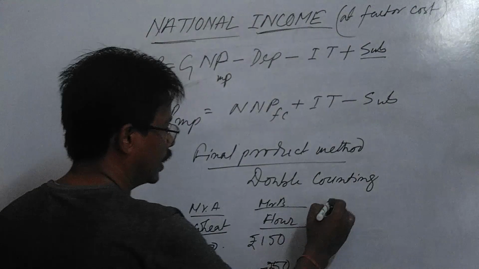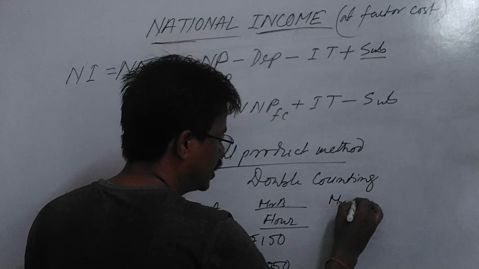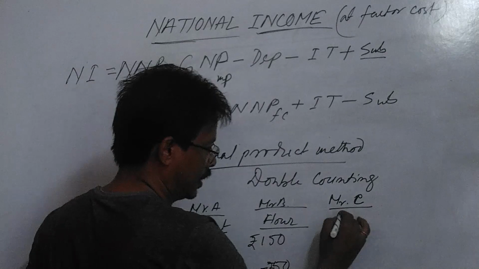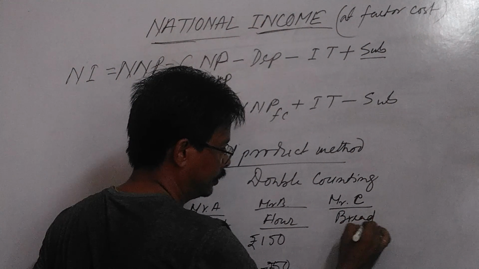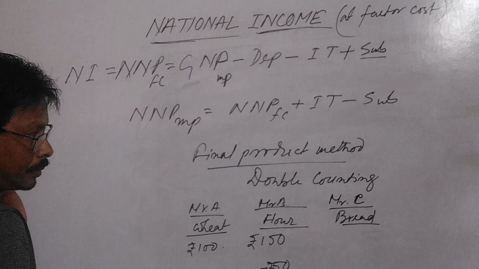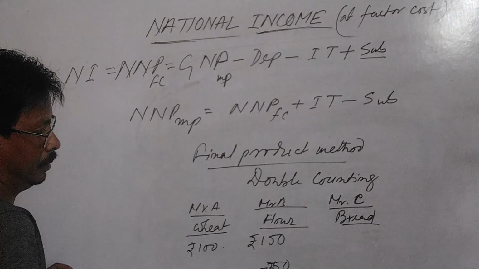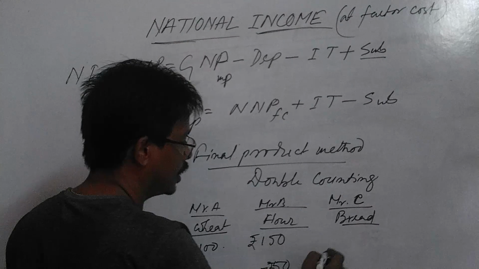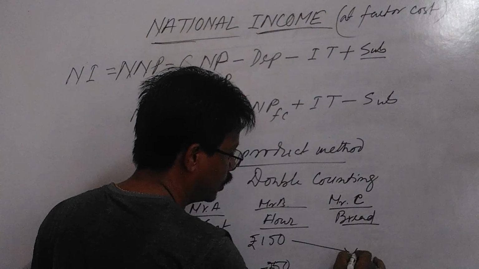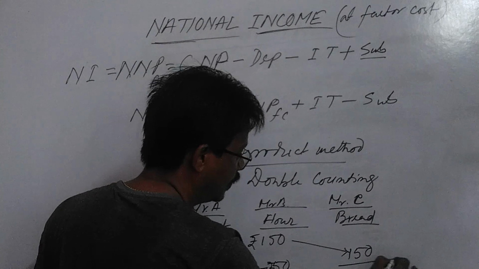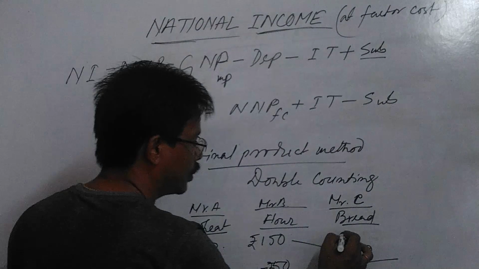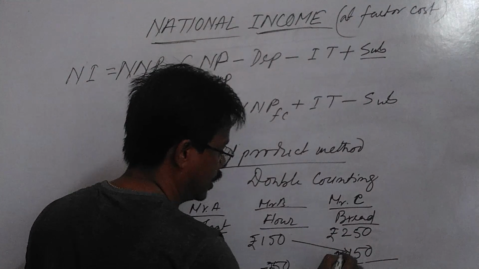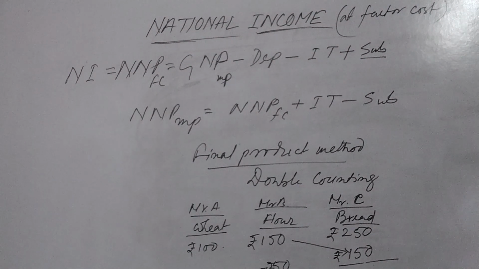Now say Mr. C, who is producing bread. To produce bread he requires wheat flour, so he is purchasing flour worth rupees 150 and produces, suppose, rupees 250 worth of bread, the value of bread.